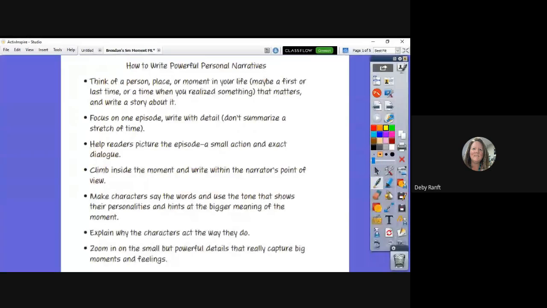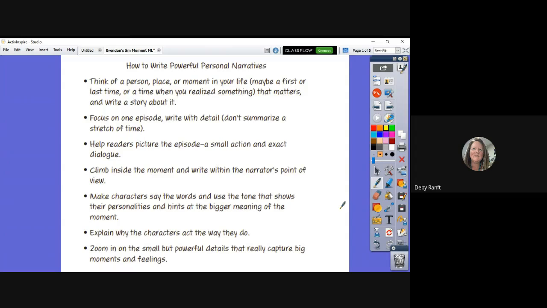Okay. All right. So last week we talked about small moment stories, the last couple of weeks, right? And we have been working to write our narratives, right? Some of you have been using your notebooks. Some of you have been using Google. Either way that you're choosing to write is fine. But today we're going to talk specifically about punctuating dialogue.